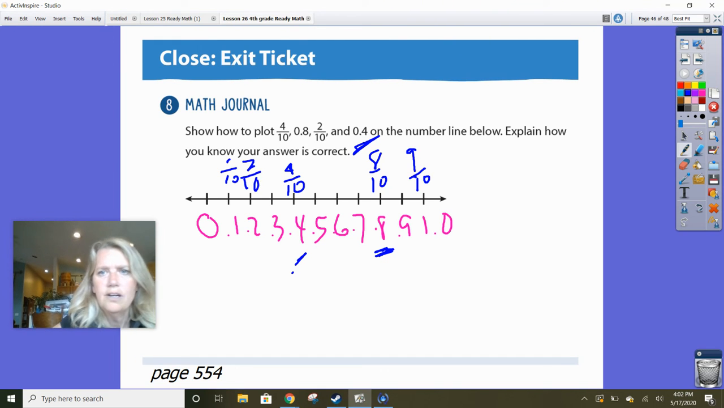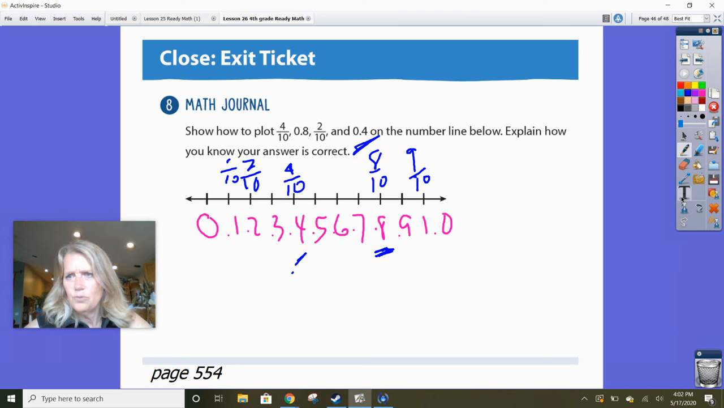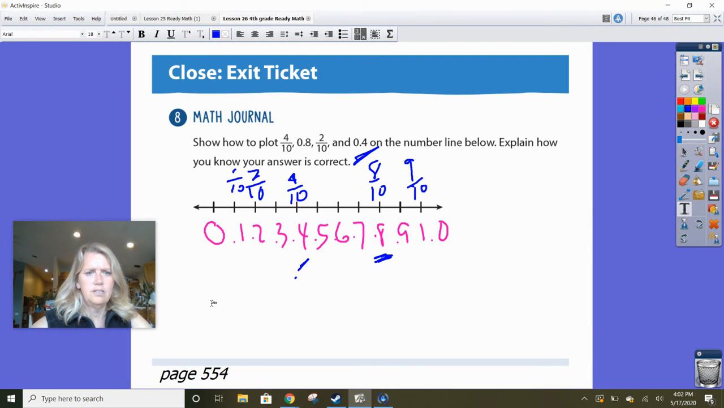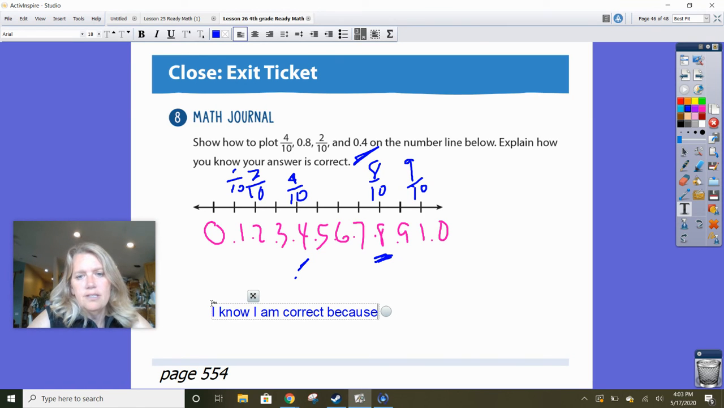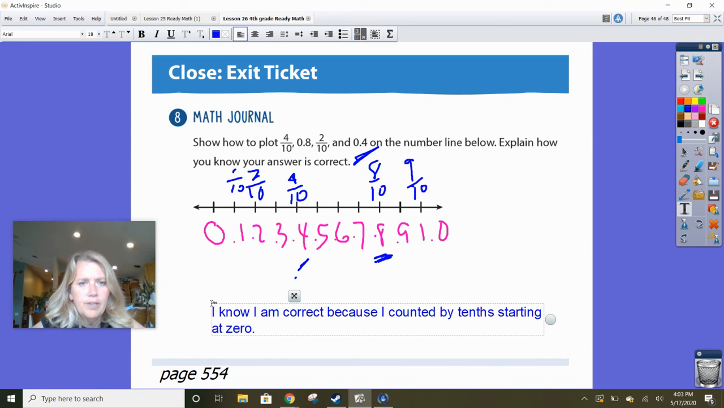All right. How do you know your answer is correct? Okay, so how do you know? Exactly. I know I am correct because I counted by tenths, starting at 0. Yep, gotta start at 0. I guess you don't have to, but it kind of makes sense to go between 0 and 1 whole. And then we know if you count by tenths and you keep them the same space away, then that will work. Awesome. Okay, so that's page 554.